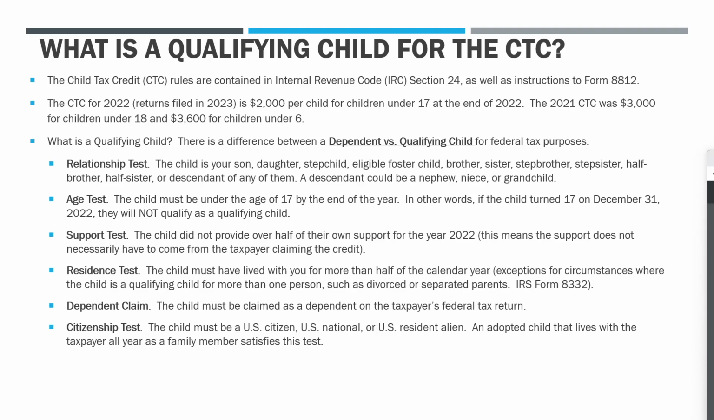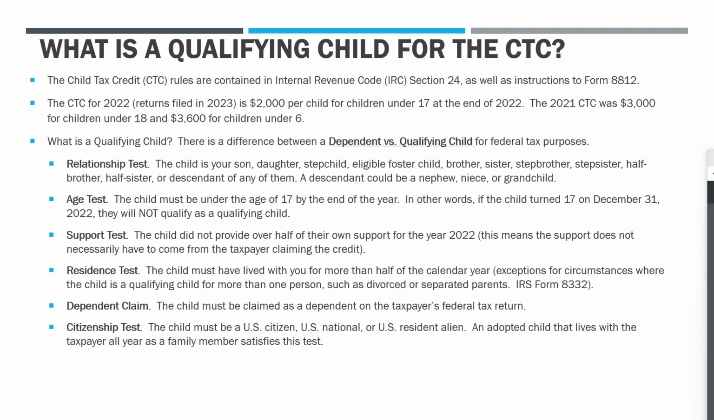Now, the support test is pretty clear. The child can't provide over half of their own support for the 2022 year. Notice what this means is that the support does not necessarily have to come from you as the taxpayer. The stipulation is that the child, him or herself, cannot be providing the support.